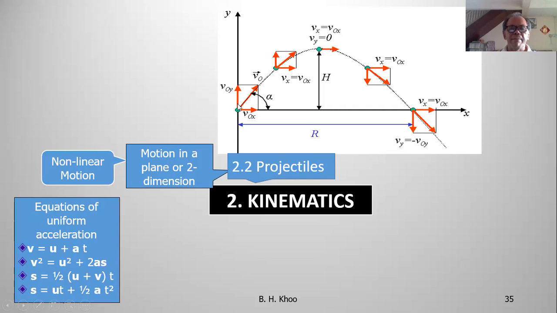When it's going up, the vertical component will decrease because of deceleration, until it's zero at the maximum height. Then in the reverse direction, because it's coming down, it starts to increase, and it's the same. Whatever speed you go up with, it's the same as the speed you come down, except the direction is different. The direction is downwards, while this one is upwards. Horizontally, it's still the same.